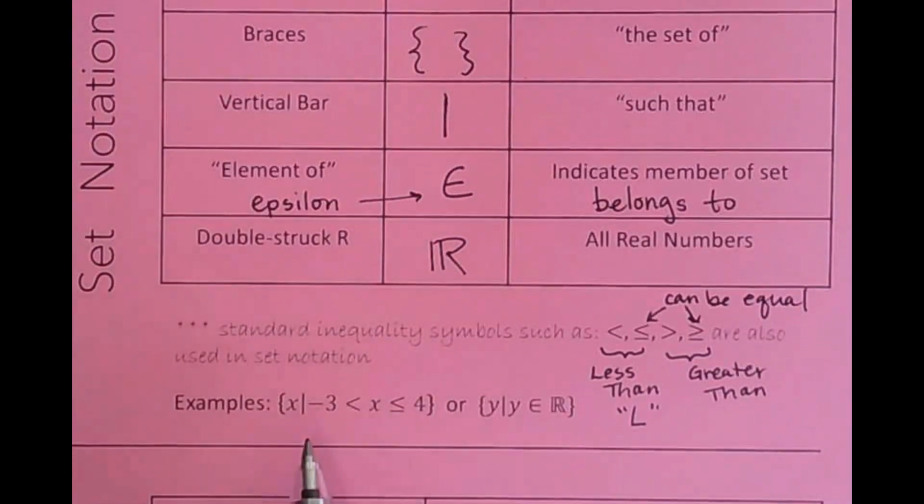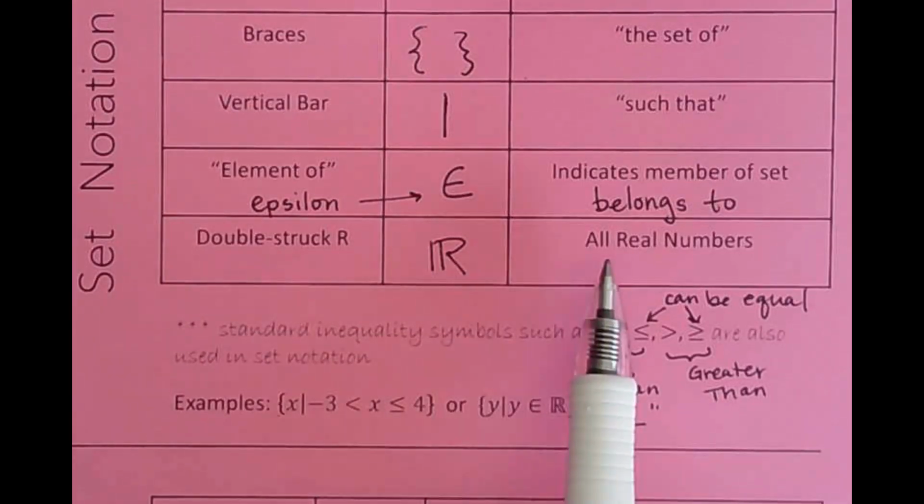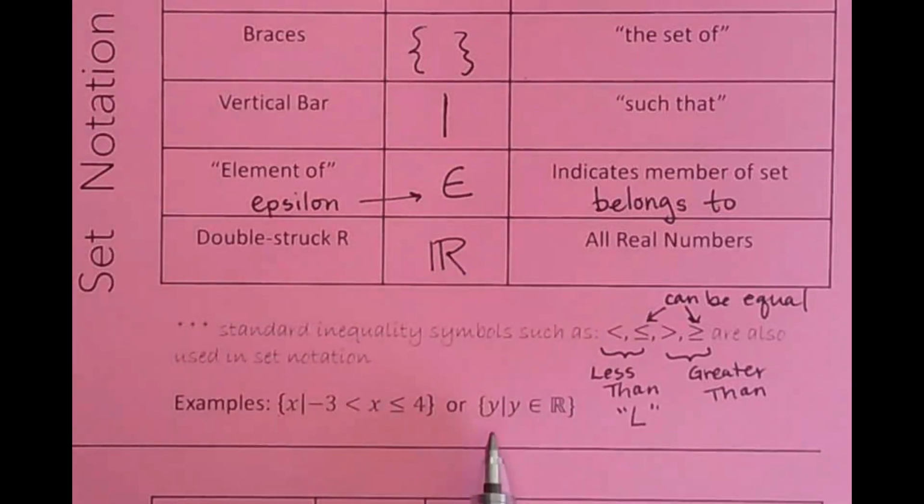Here are two examples that are using set notation. This would be read, the set of all x's such that x is between -3 and 4. It can be equal to 4. That's one description. We could also say the set of all x's such that -3 is less than x is less than or equal to 4. When you have all real numbers, the way you would write that is y, the set of all y's, such that y is an element of all real numbers. Or if it was domain, you would put x's there.